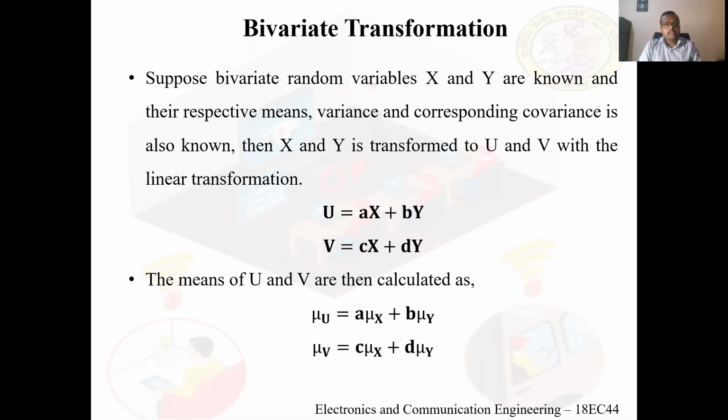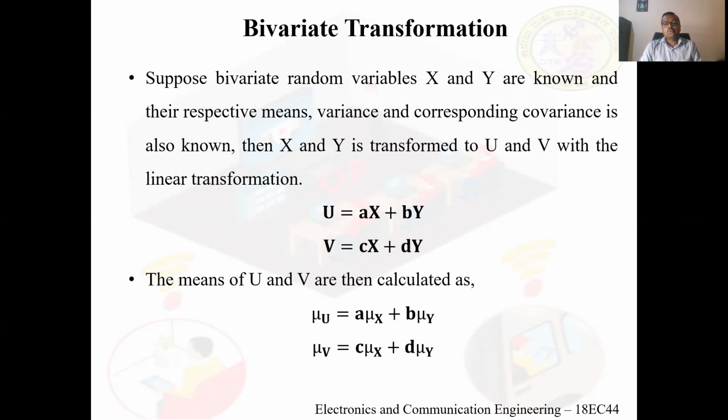Let us consider two random variables, or bivariate random variables, x and y. For these two random variables, we know the means mu x and mu y. We know the variances sigma square x, sigma square y, and also the corresponding covariance of xy. Then these random variables x and y could be transformed to new random variables u and v with the linear transformation equation given as u is equal to ax plus by, v is equal to cx plus dy.